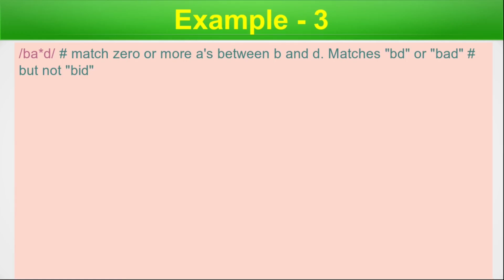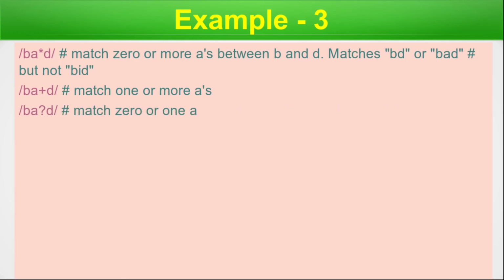BA plus D matches one or more A's. Okay, so there should be at least one match, so at least it will match with BAD. BA ? D matches 0 or 1 A. So you can guess what it will match. Please write in the comment.